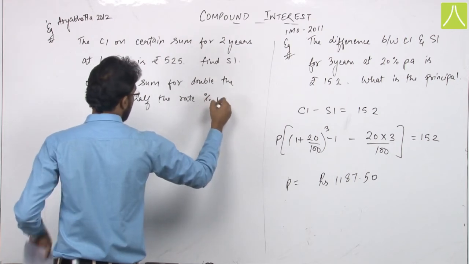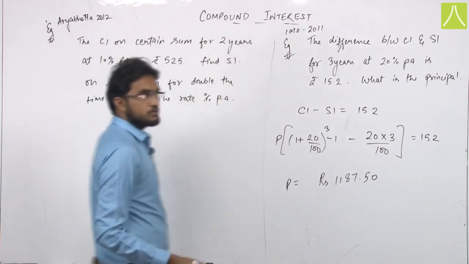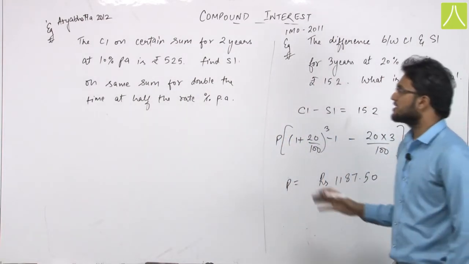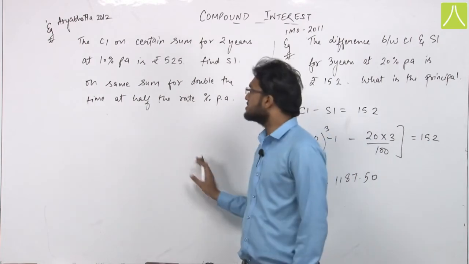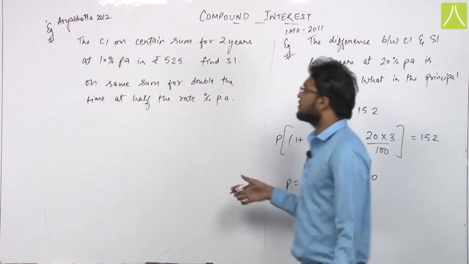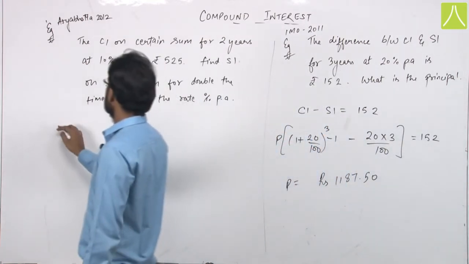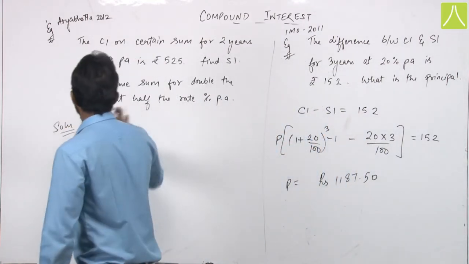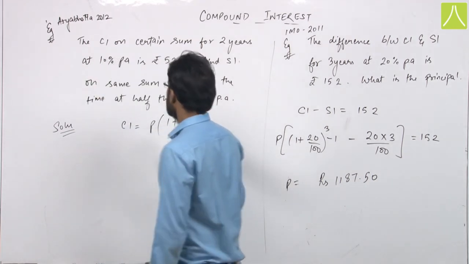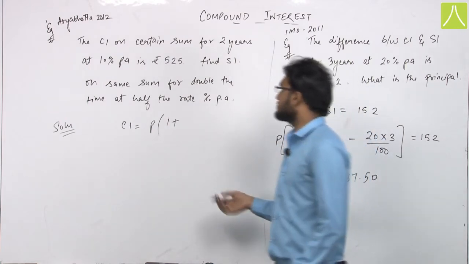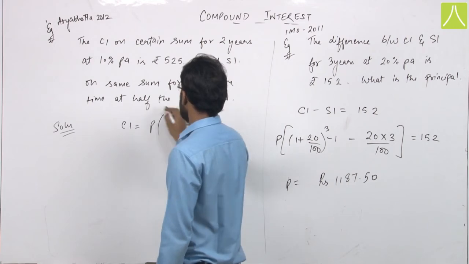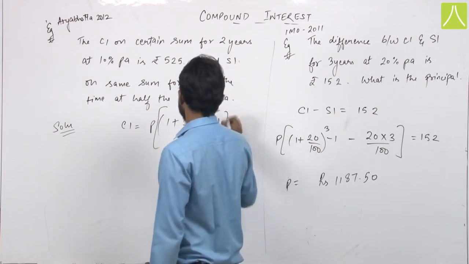So now basically in this question we have been given that the compound interest on a certain sum for 2 years at 10% per annum is rupees 525. We have to find the simple interest for double the time, that is for 4 years. This is the question from the Aryabhat 2012 exam. We know the formula for compound interest, which equals principal into (1 + 10/100) whole square minus 1, for a time of 2 years. We don't know the amount invested, so we have to calculate the principal also.